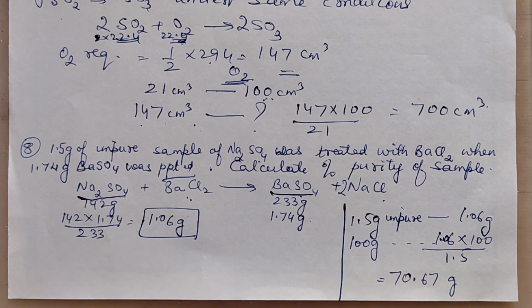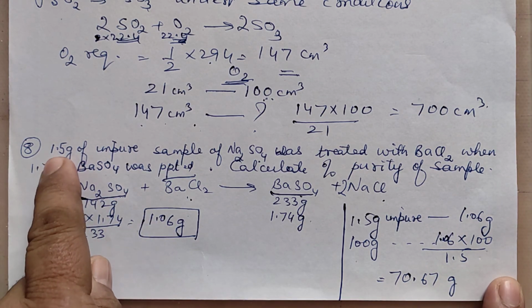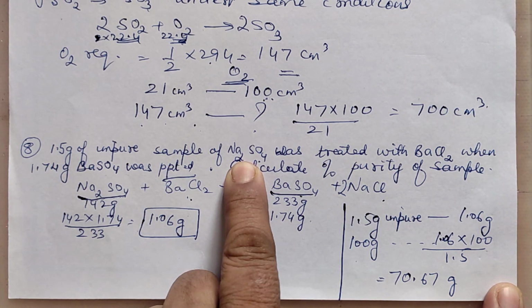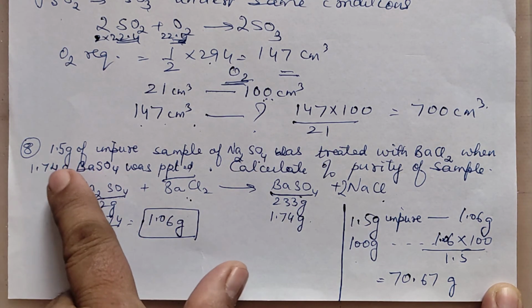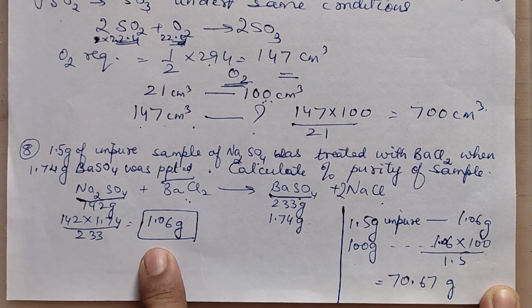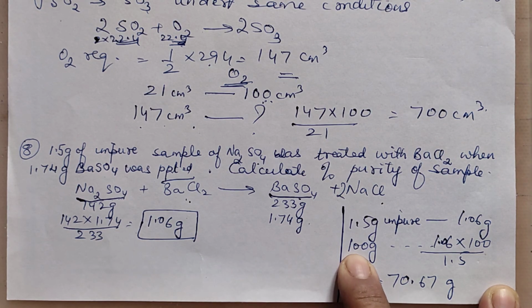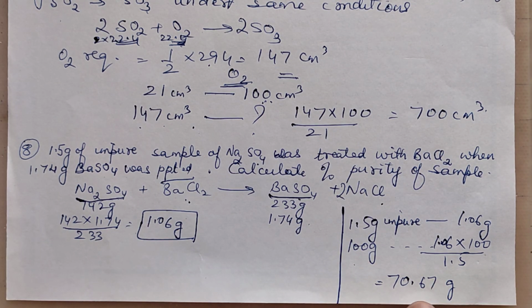If you take 100 gram, then I hope you got it. This 1.74 was from the impure sample of sodium sulfate. So 1.5 gram of sodium sulfate, which was an impure sample, required 1.06 gram. So if you take 100 gram, then how much will be the grams required? That we had to calculate. So it comes out to be 70.67. That means you will say the percentage purity of the sample is 70.67%.